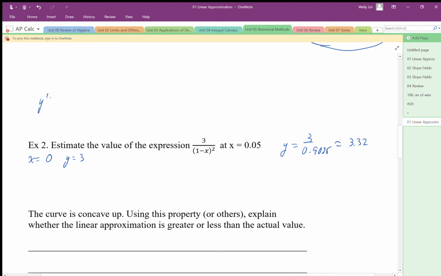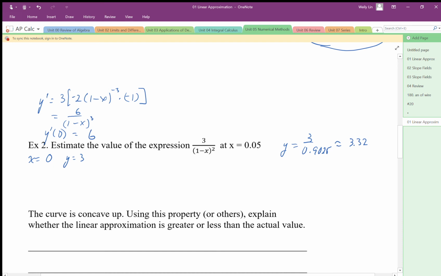So y prime is equal to, I'll just put the 3 out front, 3 times negative 2, times 1 minus x to the negative 3, times negative 1. And that simplifies to 6 over 1 minus x cubed. So there's my derivative. I want to find my slope. So y prime at 0, the slope, is equal to 6.